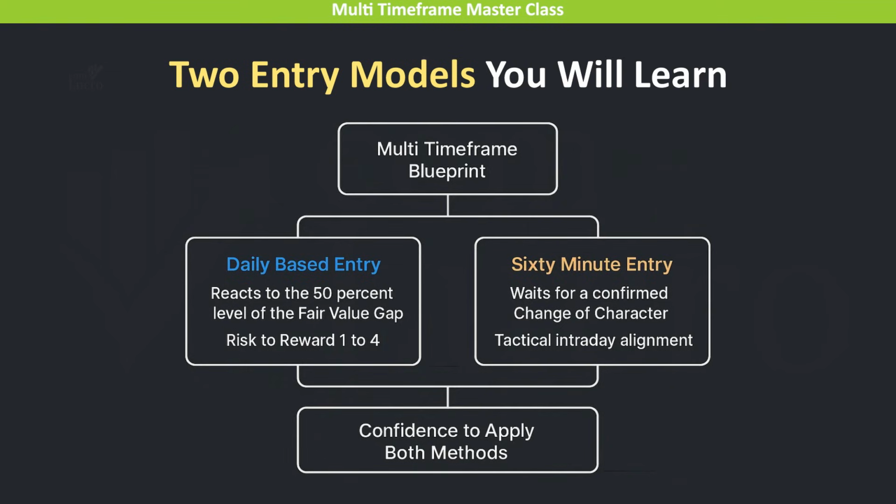The first is a daily-based entry that reacts to the 50% level of the fair value gap and offers a risk to reward of 1 to 4. The second is a 60-minute entry that waits for a confirmed change of character before positioning, providing a tactical option for intraday alignment. By the end of this video, you'll have a complete multi-time frame blueprint, along with two entry methods you can apply with confidence.